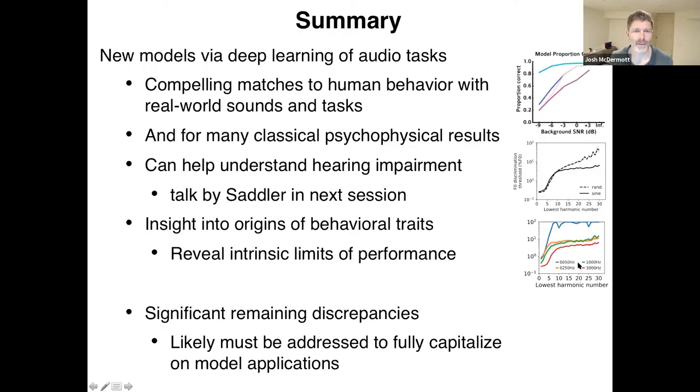Okay, so just to summarize, I've told you a little bit about our work building new models of the auditory system using deep learning of audio tasks. I showed you a bunch of examples of what I think are pretty compelling matches to human behavior with real world sounds and tasks, as well as matches to many classic psychophysical results. I've argued that this can help us understand hearing impairment, and I would encourage you to check out Mark Sadler's talk in the next session to learn more about that. I showed you some examples of how we can get insight into the origins of behavioral traits by revealing the intrinsic limits of performance under different kinds of conditions. But then I concluded by pointing out some of the very significant remaining discrepancies between these models and biological systems, which we think likely must be addressed if we're going to fully capitalize on all of the exciting model applications.